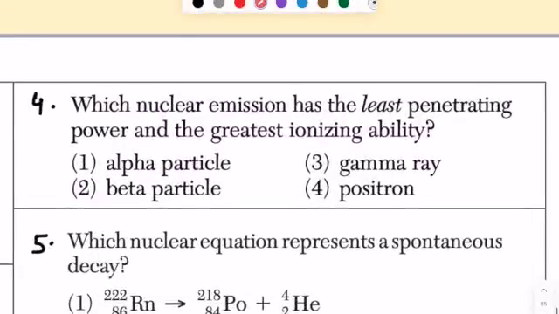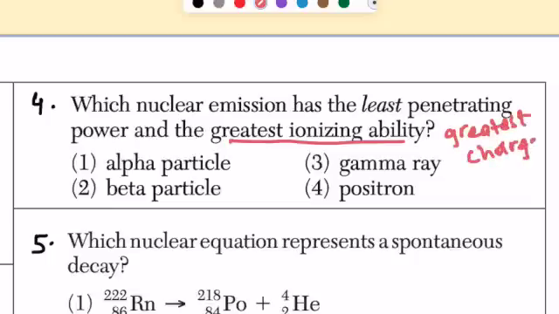Number 4, which nuclear emission has the least penetrating power and greatest ionizing ability? Least penetrating power means we are talking about the one that can go through the least amount of stuff. So we know that that is the alpha radiation or alpha particles. And then greatest ionizing ability means it has the greatest charge. So if you compare the charge of everything in the table, the alpha particle is the one that has the greatest charge.